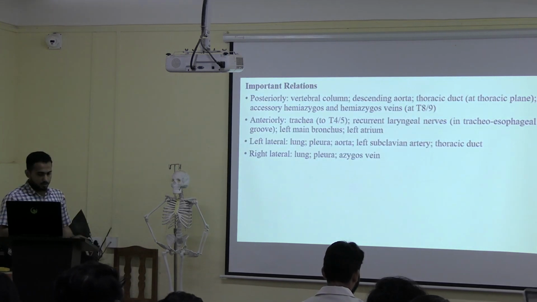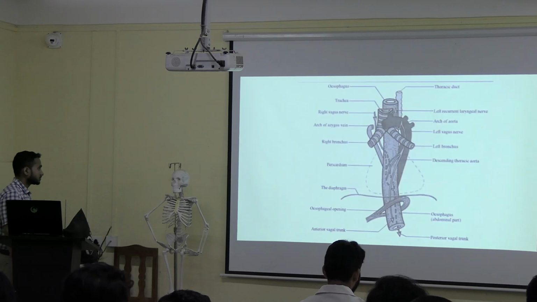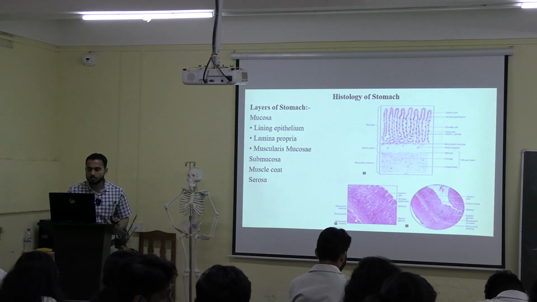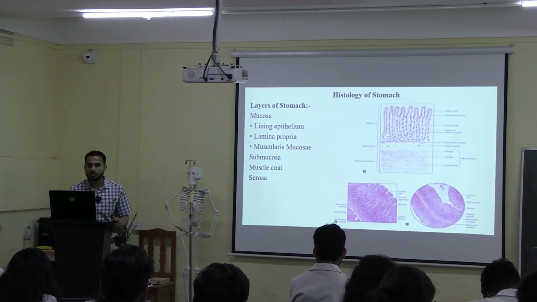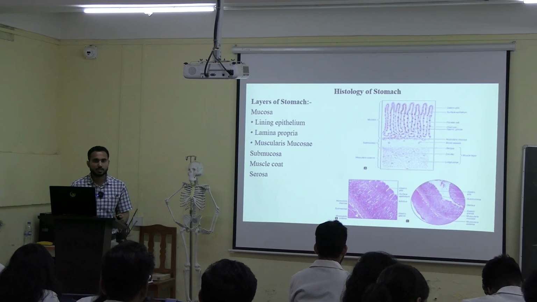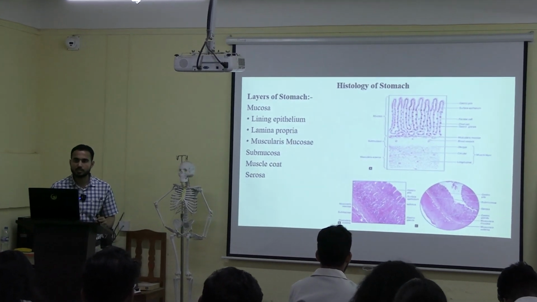Next, we'll go to the stomach. What do you think about the histology of the stomach? How many layers will be there? Four basic layers. This is also a part of the GIT. In the small intestine, the same four layers; in the large intestine, the same four layers.